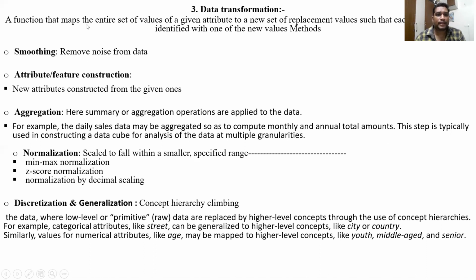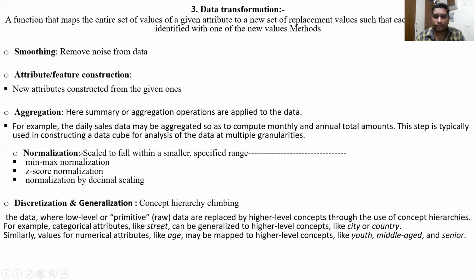For this process you have five mechanisms. In data transformation we have five features. Smoothing we already discussed in data cleaning. Attribute feature construction we will discuss in the next reduction concepts. And aggregation you already know: we use aggregation functions for grouping all the data and storing it in a particular data warehouse.